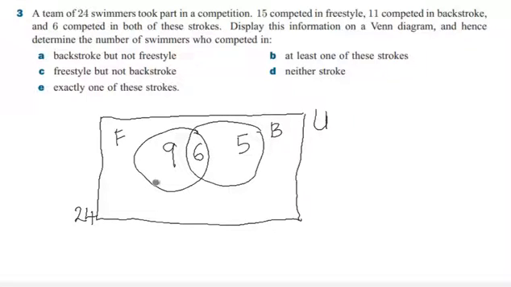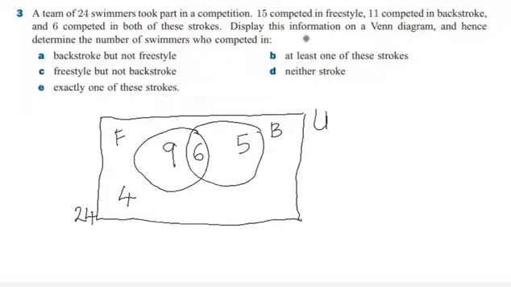And then do we have any who didn't compete in freestyle or backstroke? How do we know? Add up these numbers. If it adds up to 24, that means everybody competed in either freestyle or backstroke or both. But if we have a remainder, that would be the number of people who did not compete in freestyle, nor did they compete in backstroke. So let's add it up. 9 plus 6, 15. 15 plus 5, 20. Yet we have 24 swimmers who took part in the competition. So we have 4 remaining. So those 4 would be outside. 4 of them did not partake in the freestyle or backstroke competition.